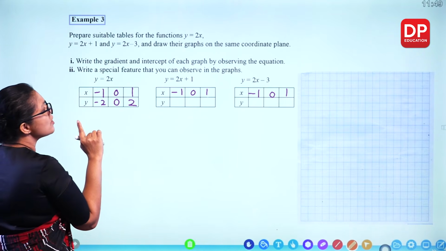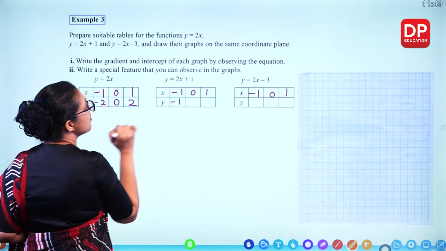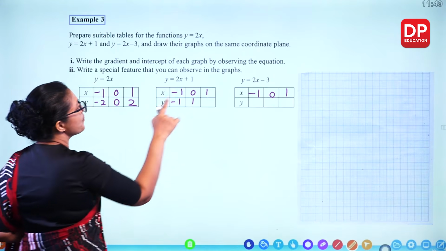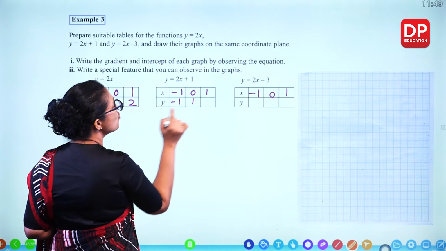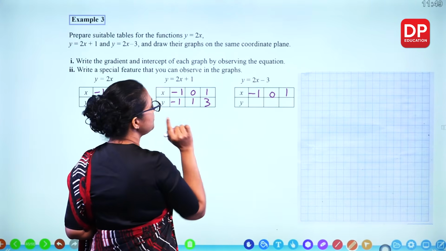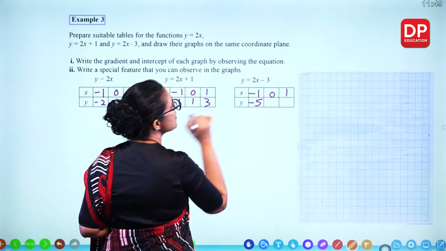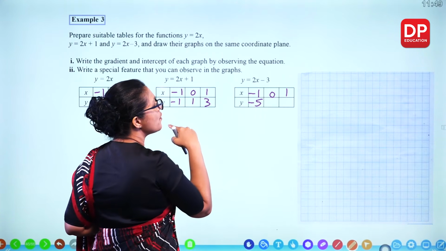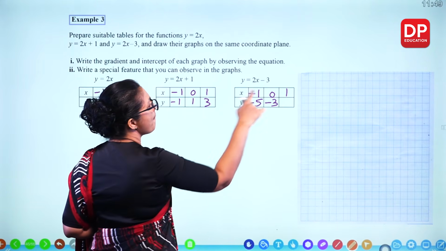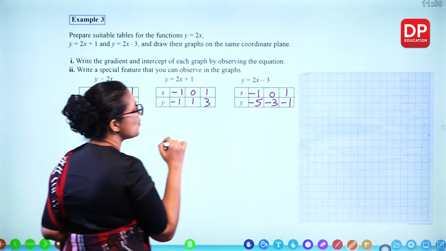Here, 2 times -1, -2. -2 plus 1, -1. 2 times 0, 0. 0 plus 1, 1. 2 times 1, 2. 2 plus 1, 3. -1 times 2. That's -2, -2 minus 3, -5. When you substitute 0, 0 times 2, 0, 0 minus 3, that's -3. Substitute 1, 1 times 2, 2, 2 minus 3, -1.